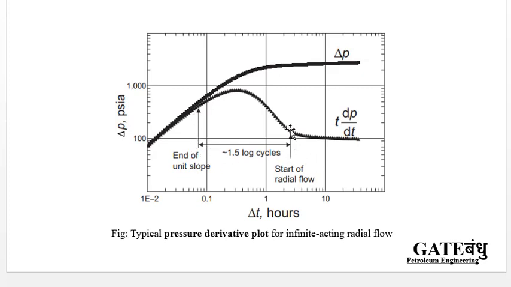the general thumb rule that was discussed before. Then we say that after this the wellbore effect is ceasing, or after this radial flow is dominating. Or we can say that our data will actually give a straight line in the Horner plot. So I hope that you understand it.